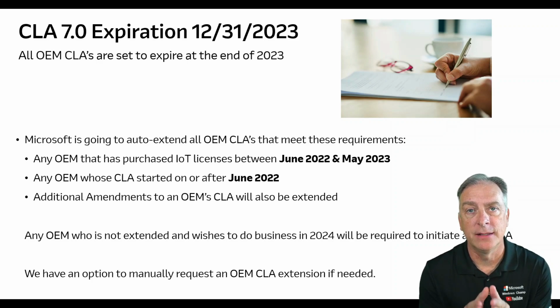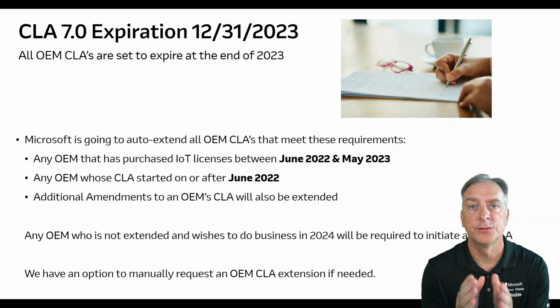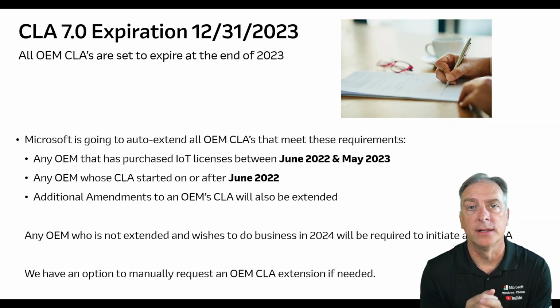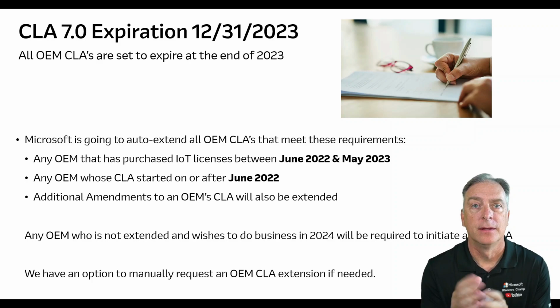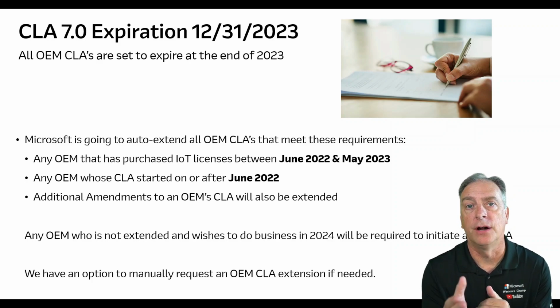If you're an OEM and you've been selling and shipping product between the dates here, June 2022 and May 2023, if you sold and shipped or bought any licenses between those dates, your CLA will get auto extended to the end of 2028. No action required. You don't have to do anything. So if you're an active OEM and you've been selling and shipping, no action. Your CLA will get auto extended.